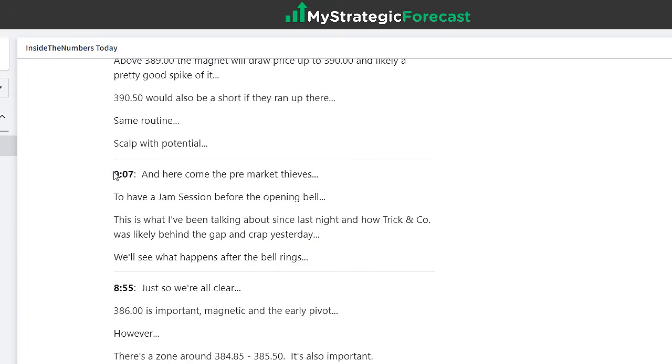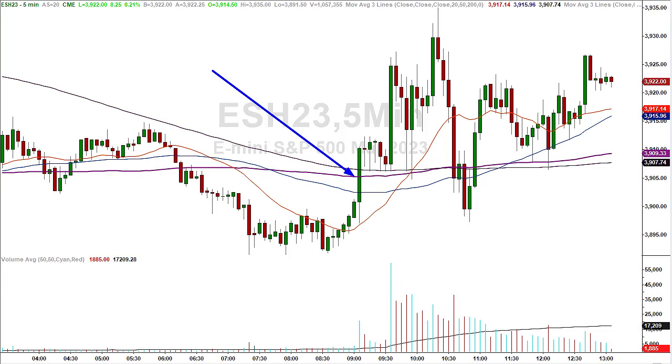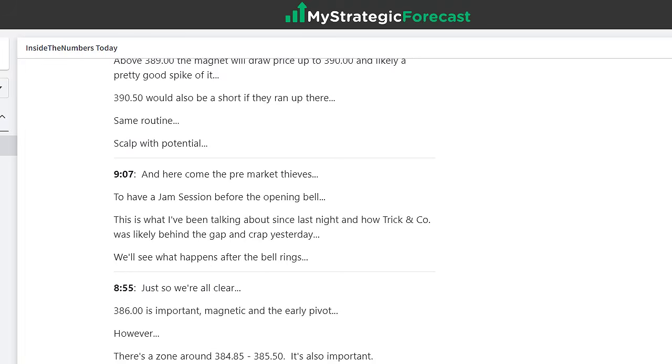However, what you'll also notice at 9:07, I posted, here come the pre-market thieves. Who are the pre-market thieves? They're the thieves that jammed price upward, leading closer to the opening bell, changing the early schematic on the tape. We're looking at a 5-minute futures chart, including the overnight data, the pre-market data.